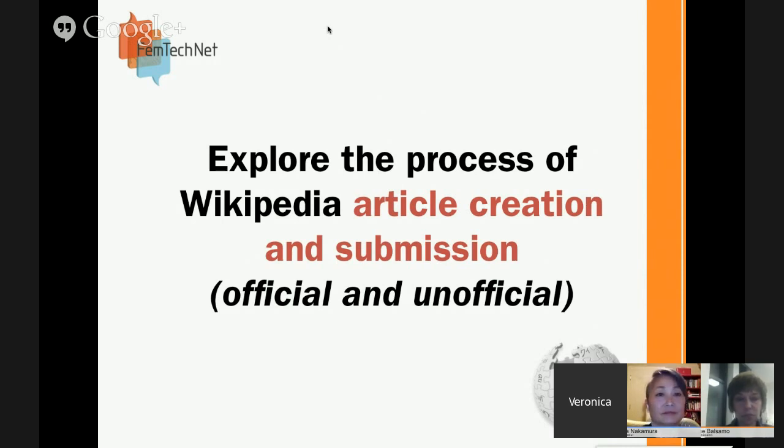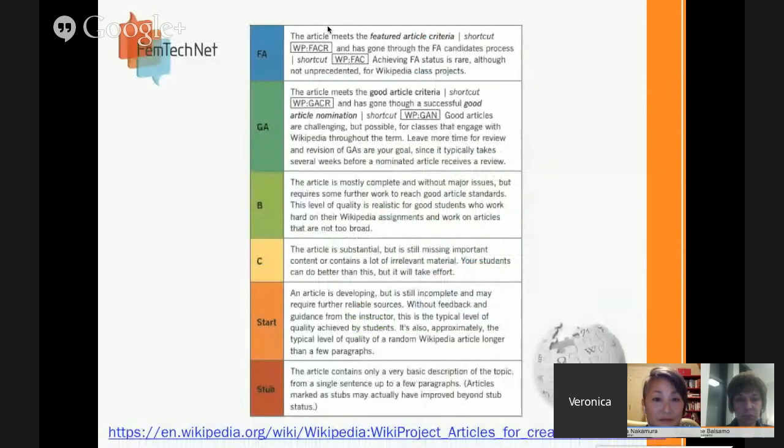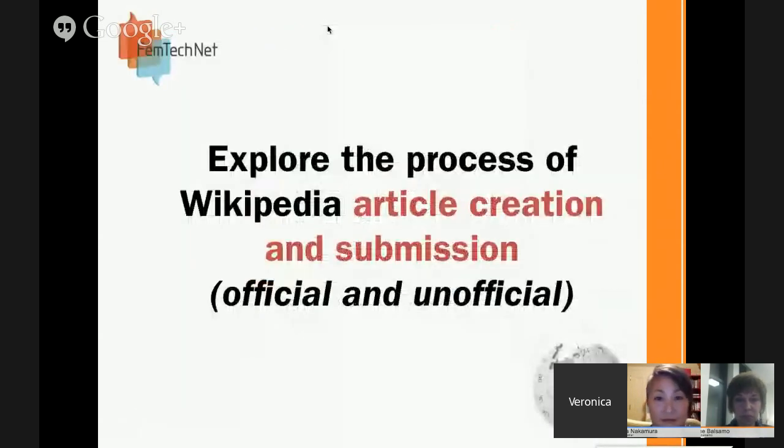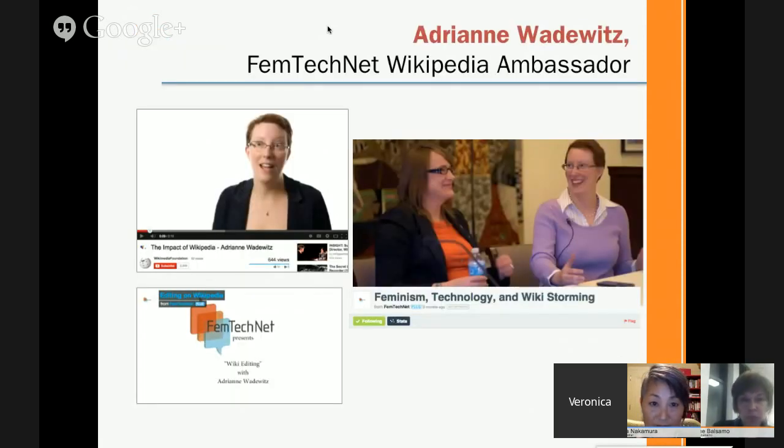Now what we found in our use of Wikipedia and Wikistorming in the fall of 2013 was that there are definitely official and unofficial rules of how to go about doing article creation and article submission. And we wouldn't have been able to navigate these different terrains of Wikipedia without Wikipedians on our side, without Wikipedians working with us.